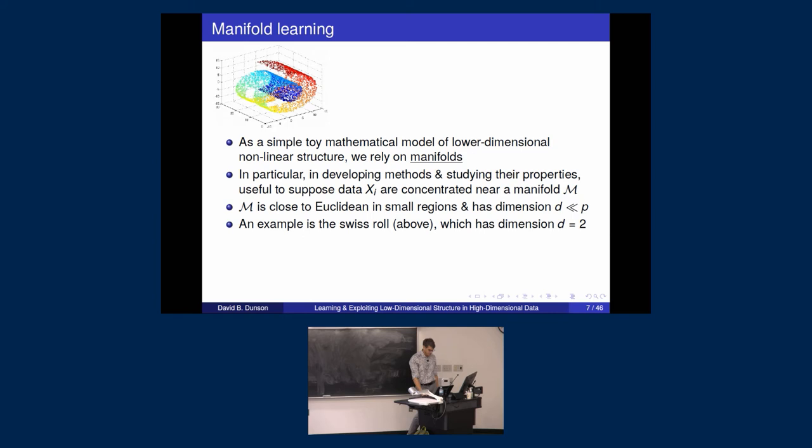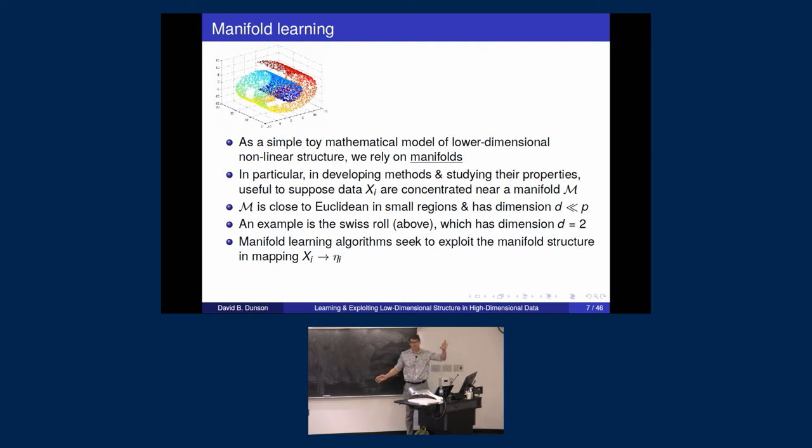Yeah, so this is called a Swiss roll. It has dimension d equals 2 in a higher dimensional space. So what manifold learning tends to do is take the original data, say 100 dimensional, and apply some algorithm so that I can replace the original data, the x_i's, with some lower dimensional eta_i's. So I take my 100 dimensional thing and replace it with a 3-dimensional thing, the eta_i's. And I do that in a way that maintains distances.